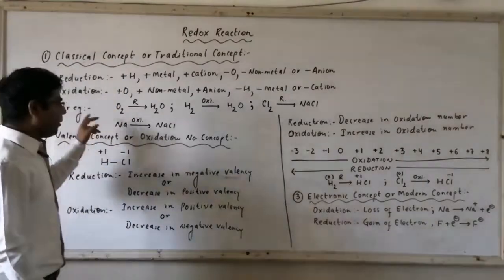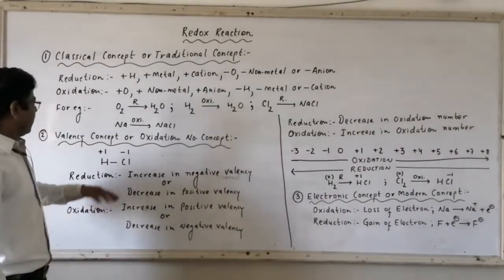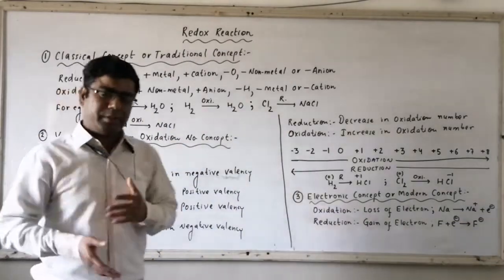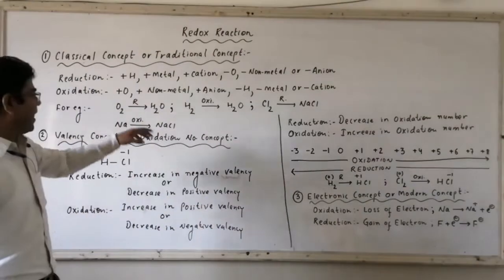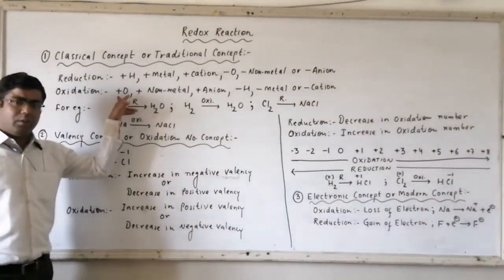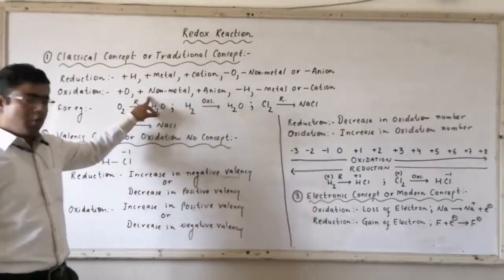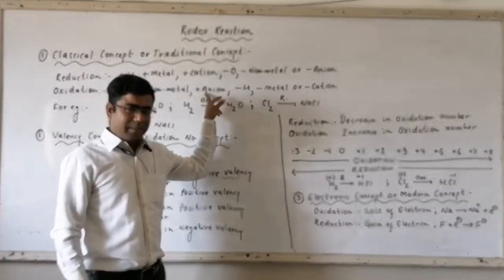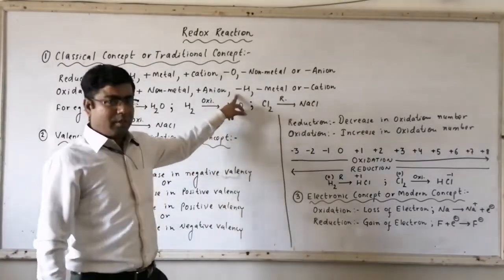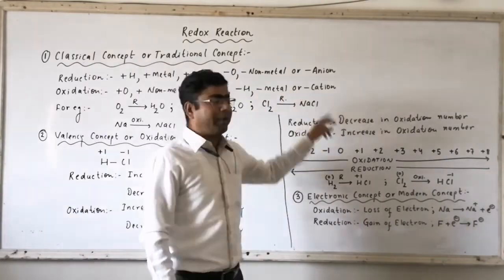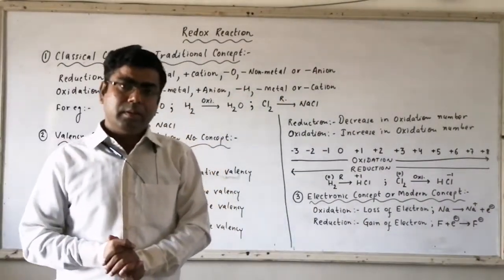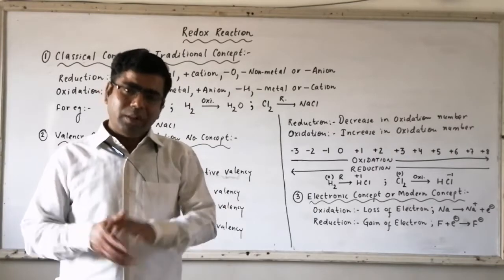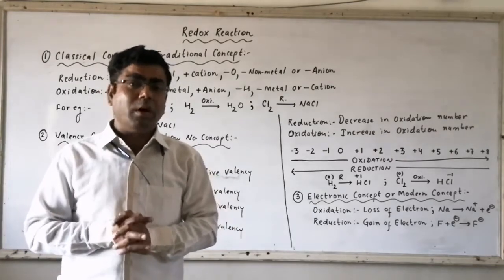Then what is oxidation? Oxidation is just opposite of reduction. Here it is addition of oxygen or addition of non-metal or addition of anion, that is negative ion, or removal of hydrogen or removal of metal or removal of cation or positive ion. All these points are included in oxidation.